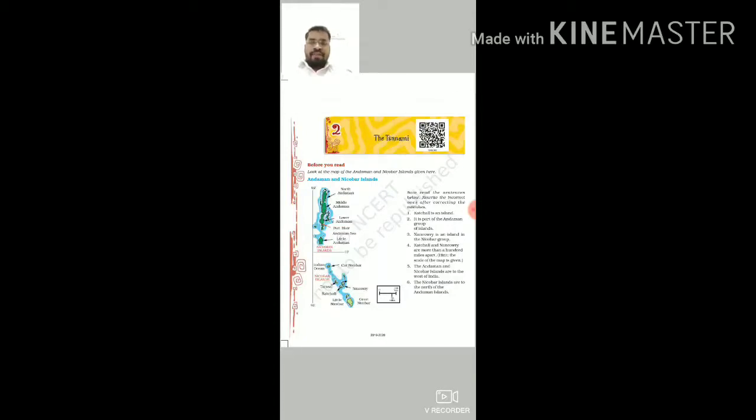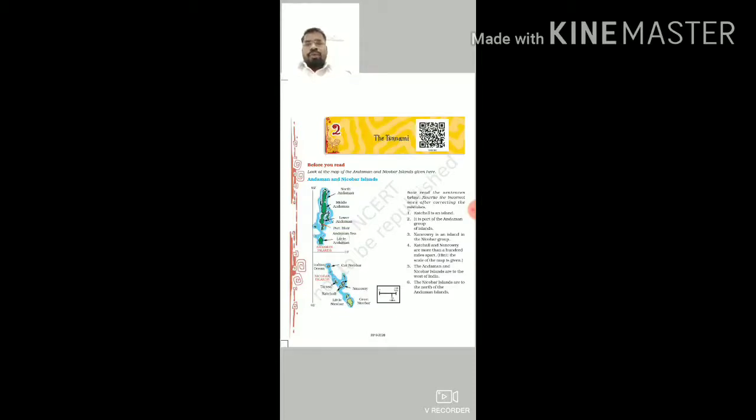Of 8th standard, that is the tsunami. If you concentrate on the word tsunami, the spelling suggests that the letter T is silent there. Just concentrate on the spelling: tsunami. This is a Japanese word which suggests tidal waves.